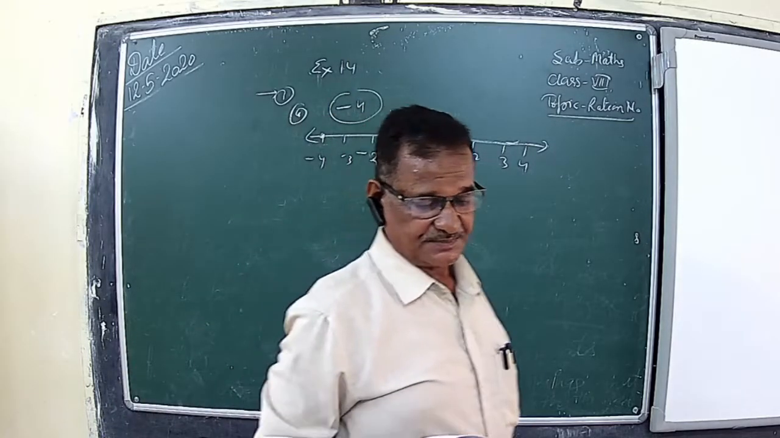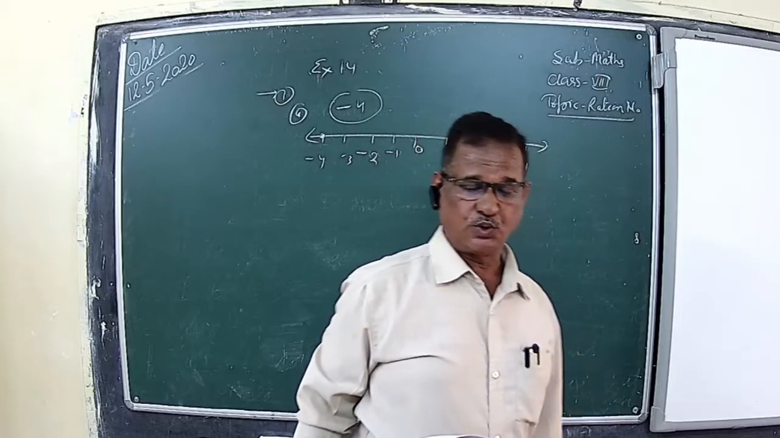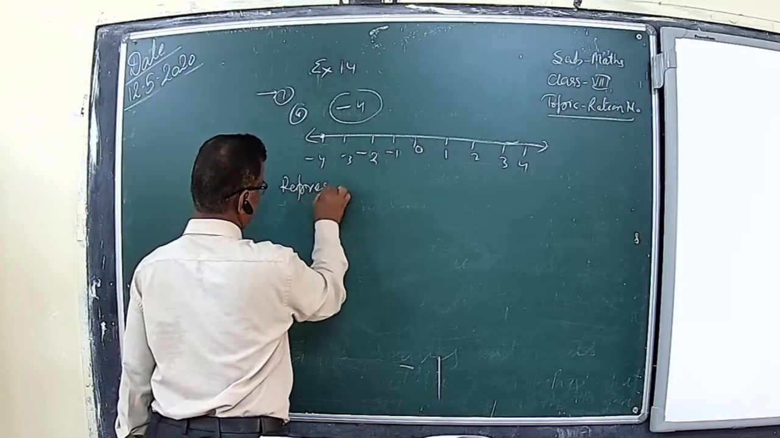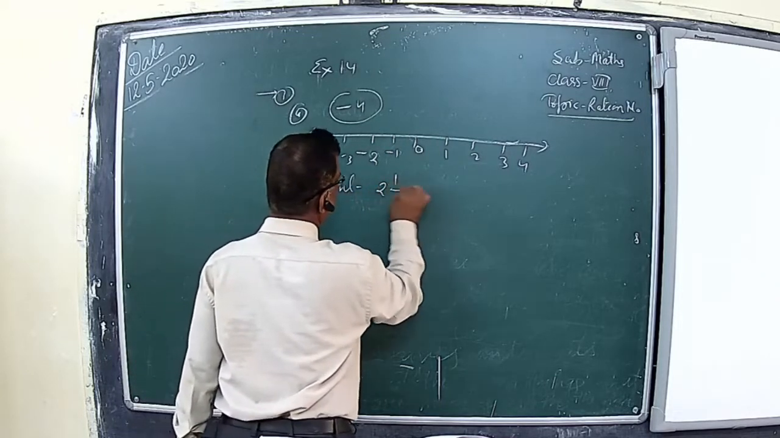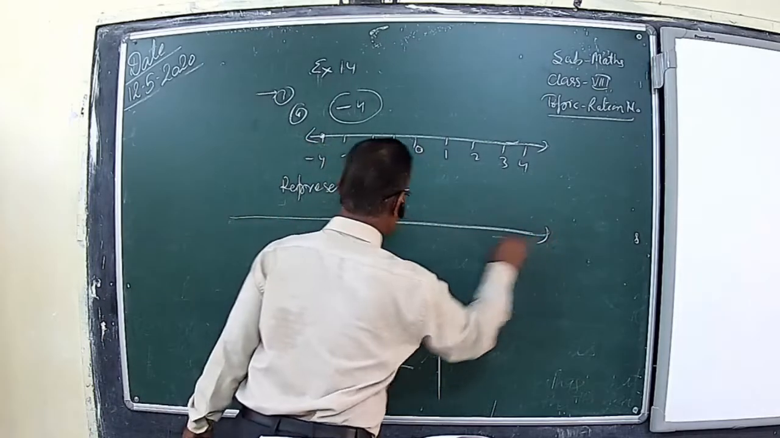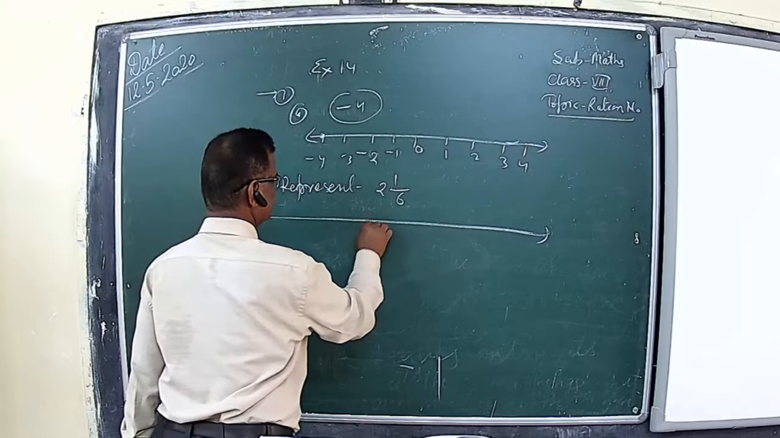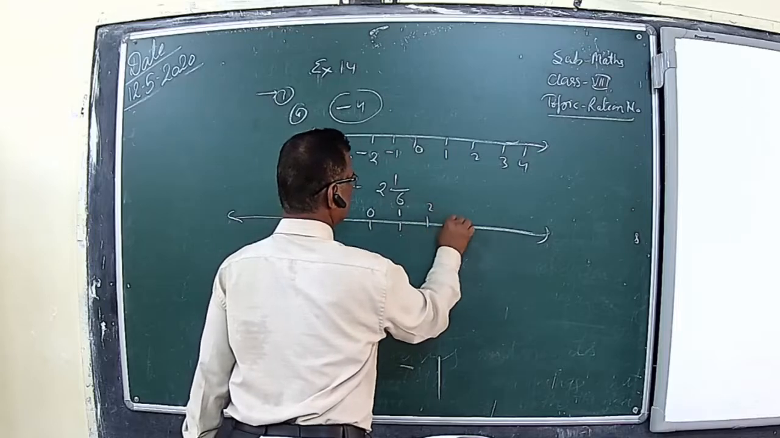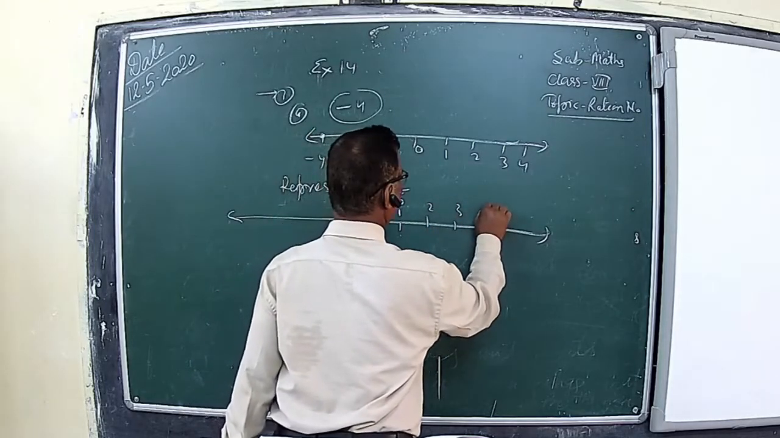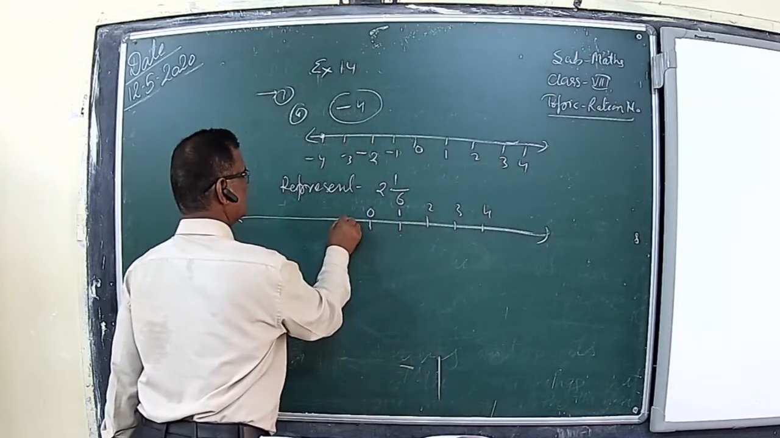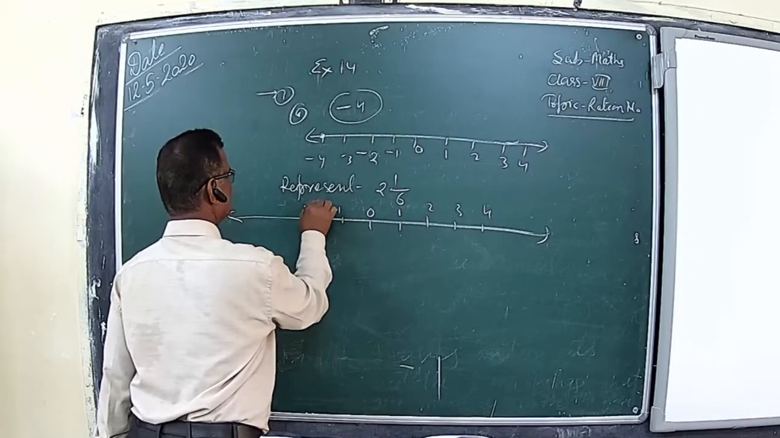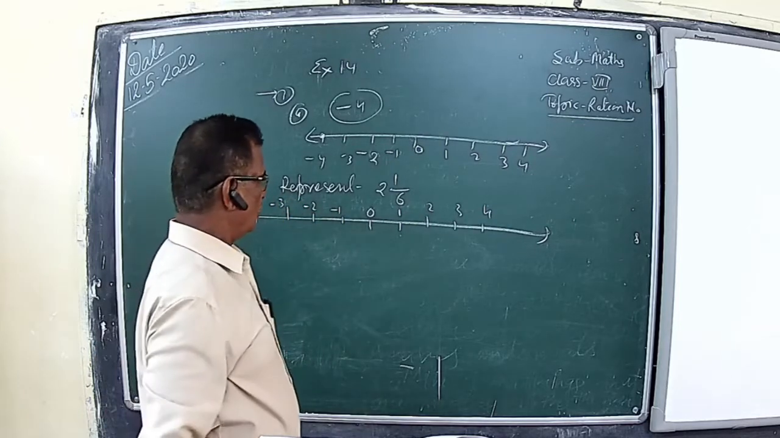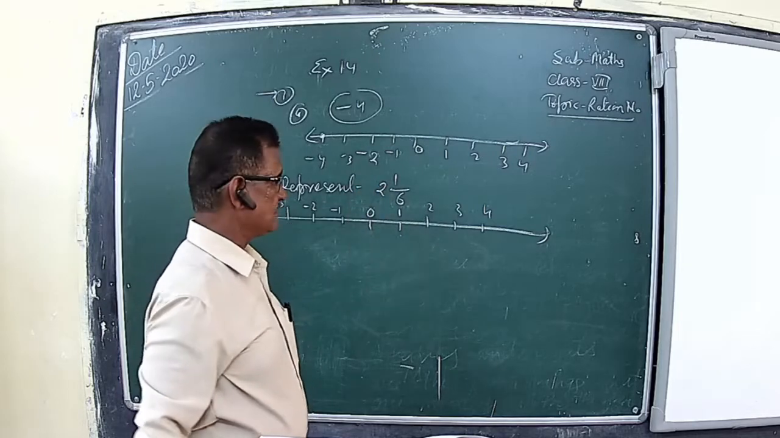Now suppose B is given: 2 whole 1 upon 6, represent 2 whole 1 upon 6. This is the number line. Here 0, 1, 2, 3, 4 etc. going on. Here are -1, -2, -3, -4. You have to represent 2 whole 1 upon 6 on this number line.